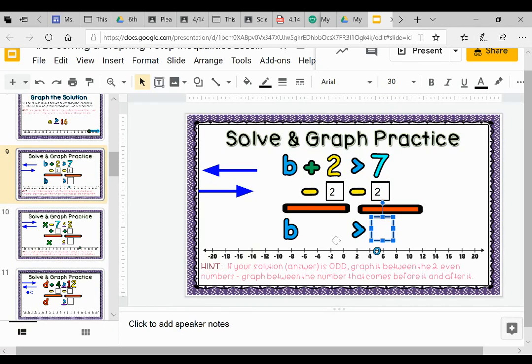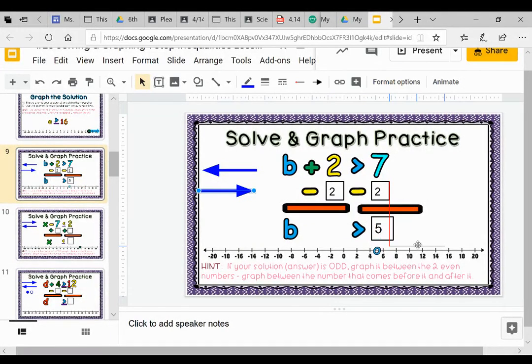So on my left side, it leaves me with just b, and then 7 minus 2 is 5. Down below, they already did the open circle. B is going to be greater than 5, so I'm going to shade numbers that are greater than 5.